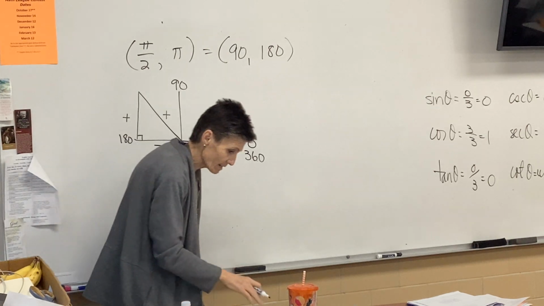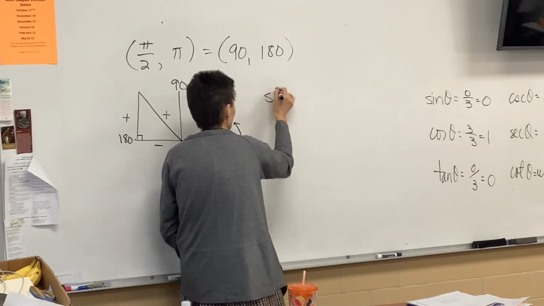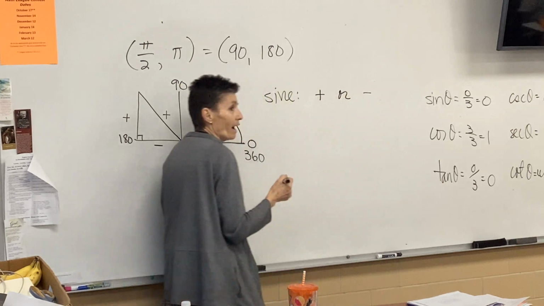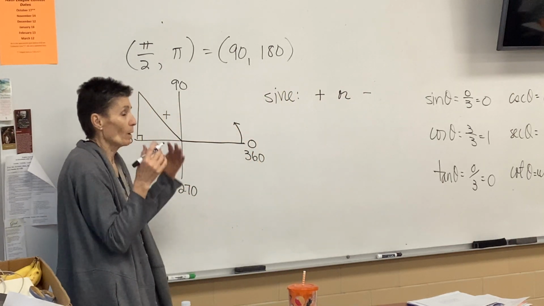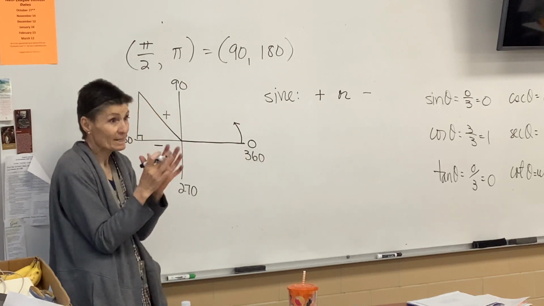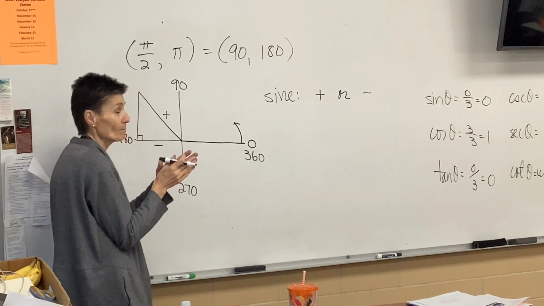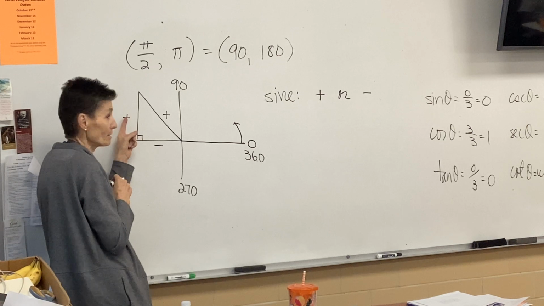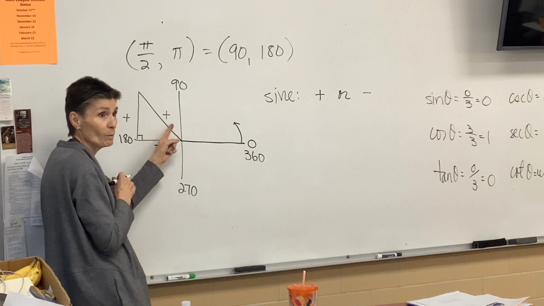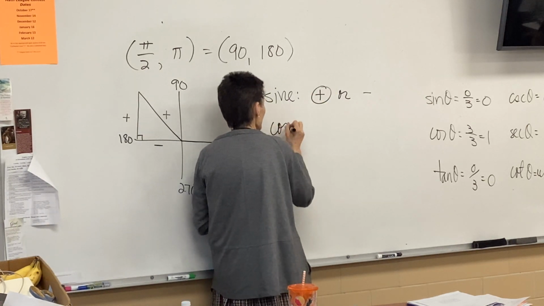So when it says, find the sine, what that means is, is it positive or negative? I cannot tell you what number it is. I can't say, oh, it's 1/3. I don't have any numbers. But I can tell you if it's positive or negative, because sine is opposite over hypotenuse. So sine is going to be what? Positive. What about cosine?